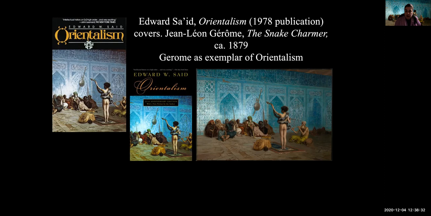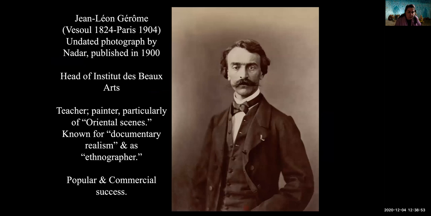Jean-Léon Gérôme had dreamt up himself, and that it had many implications for the Ottomans and their regions and the people who lived in the Ottoman Empire, such as this group of people who are portrayed in this painting. So that's one major reason why I'm using Jean-Léon Gérôme and his Snake Charmer to discuss these transformations and discussions of diversity and difference in the 19th century.